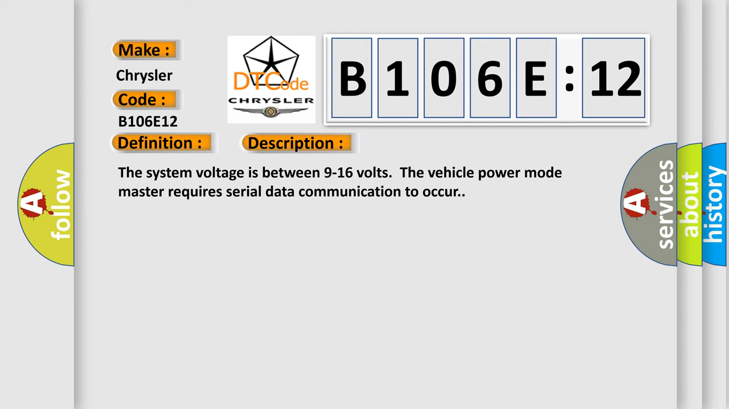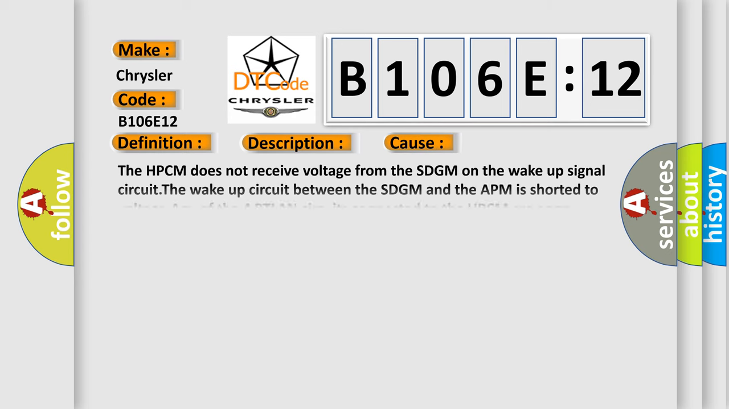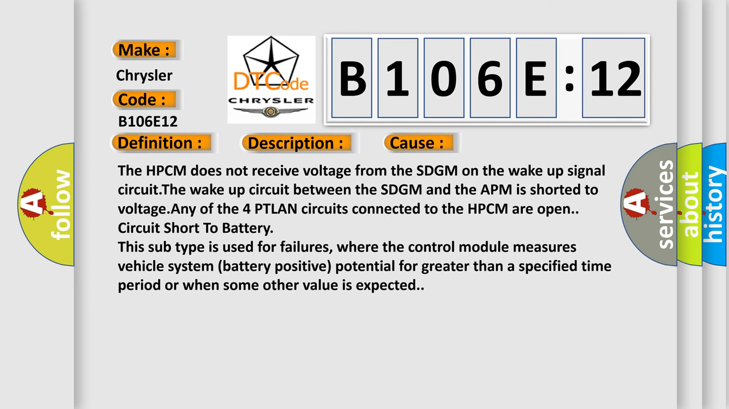This diagnostic error occurs most often in these cases. The HPCM does not receive voltage from the SDGM on the wake-up signal circuit. The wake-up circuit between the SDGM and the APM is shorted to voltage. Any of the four PTLAN circuits connected to the HPCM are open circuit or short to battery. This subtype is used for failures where the control module measures vehicle system battery positive potential for greater than a specified time period or when some other value is expected.